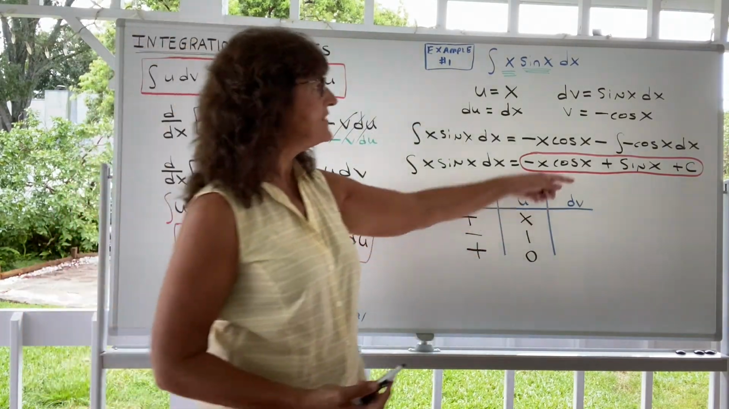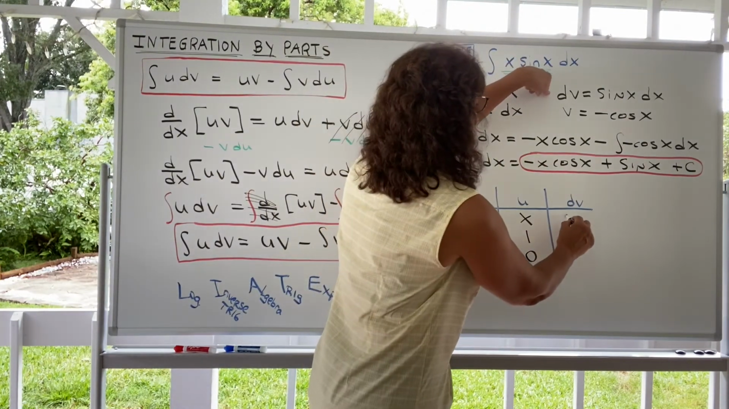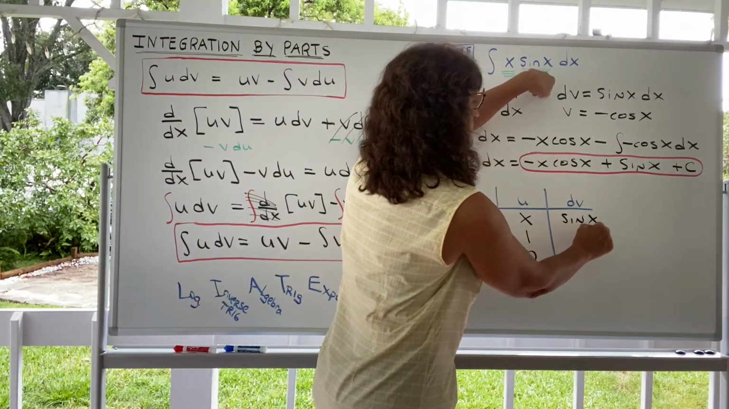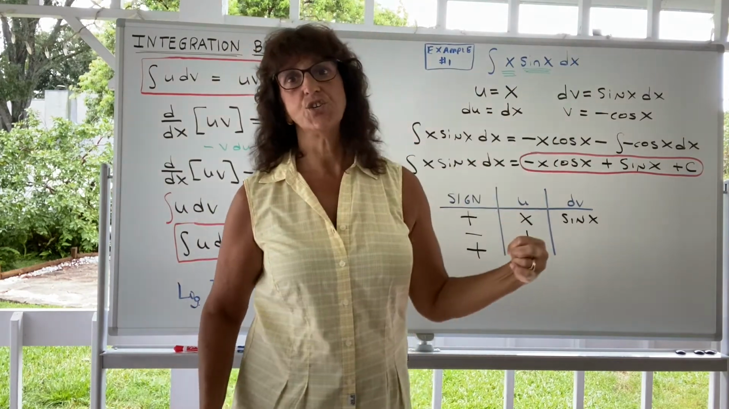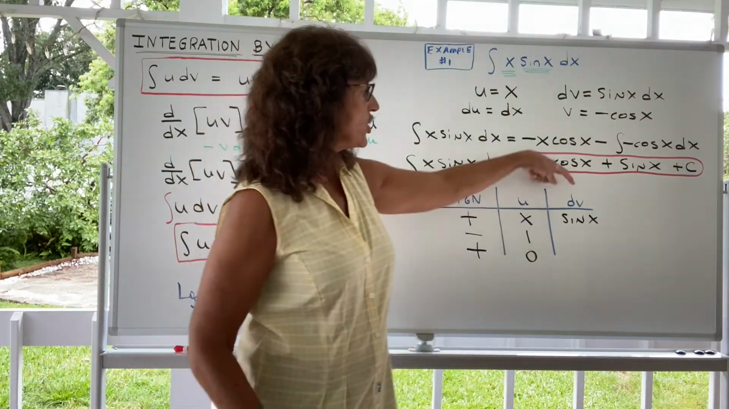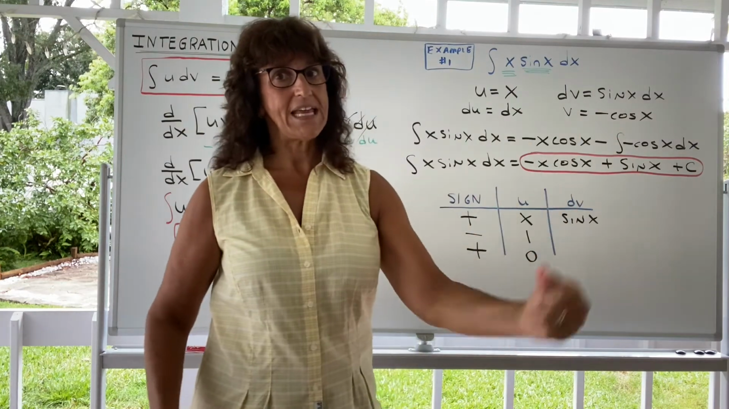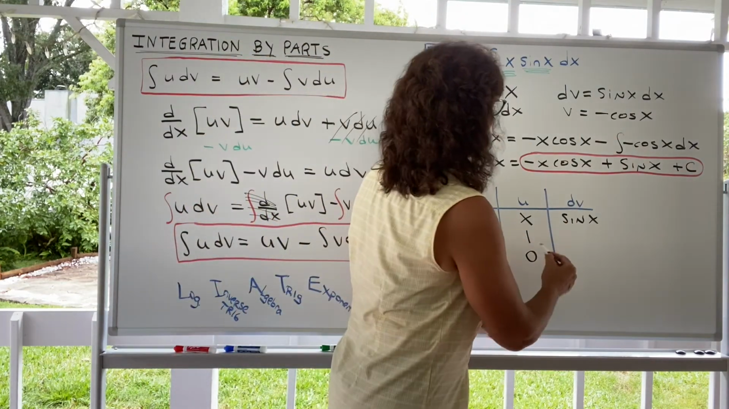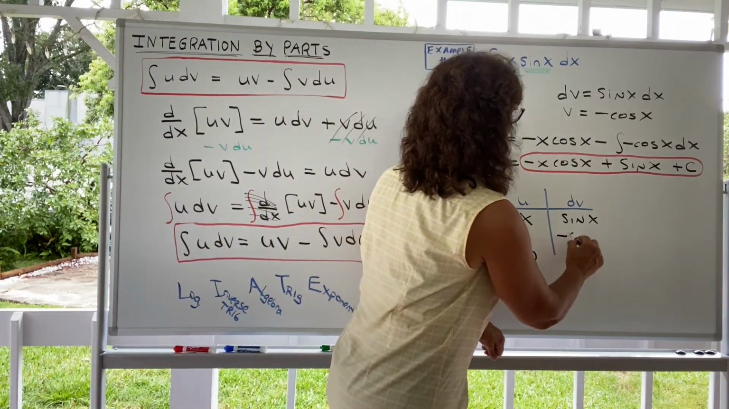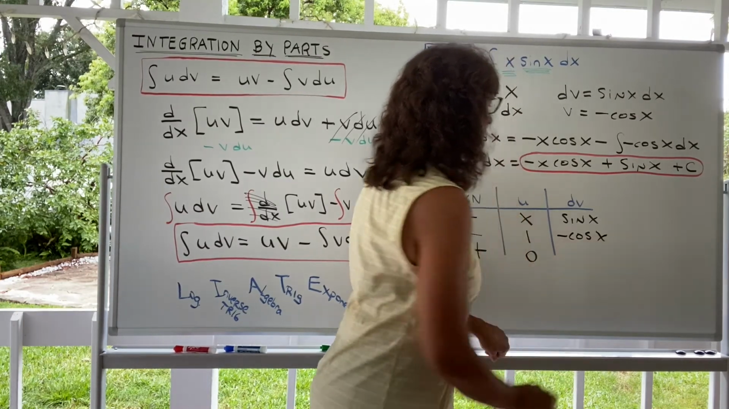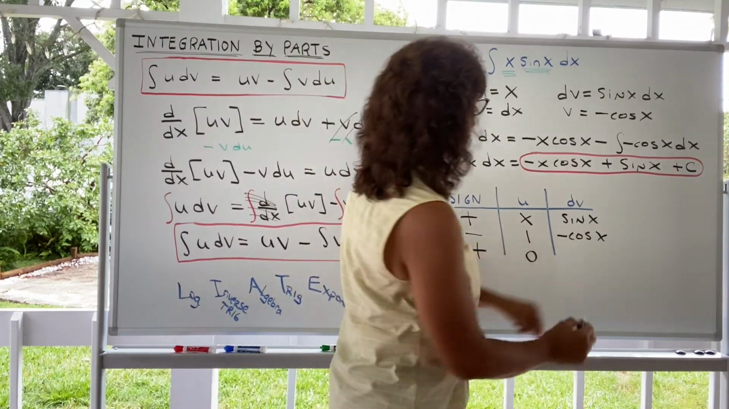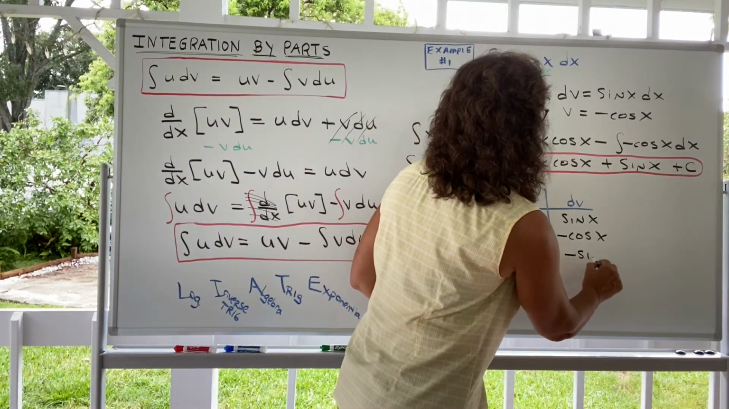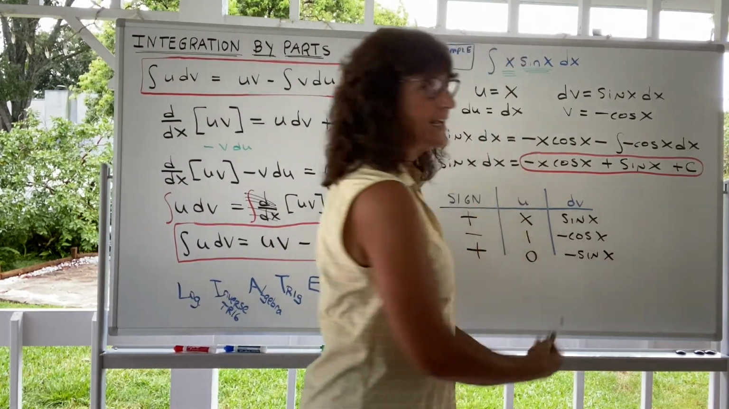All right, and then what about the dv column? What did we let dv equal? We let dv equal the sine of x. Okay, now what did we do with our dv? We had to integrate to get v. So as you go down your dv column, you're going to want to integrate the terms. Integrate sine x. When you integrate sine x, you get negative cosine x. Okay, and then integrate negative cosine x. When you integrate the negative of cosine x, you get negative sine x, because you're going to bring the negative with you.